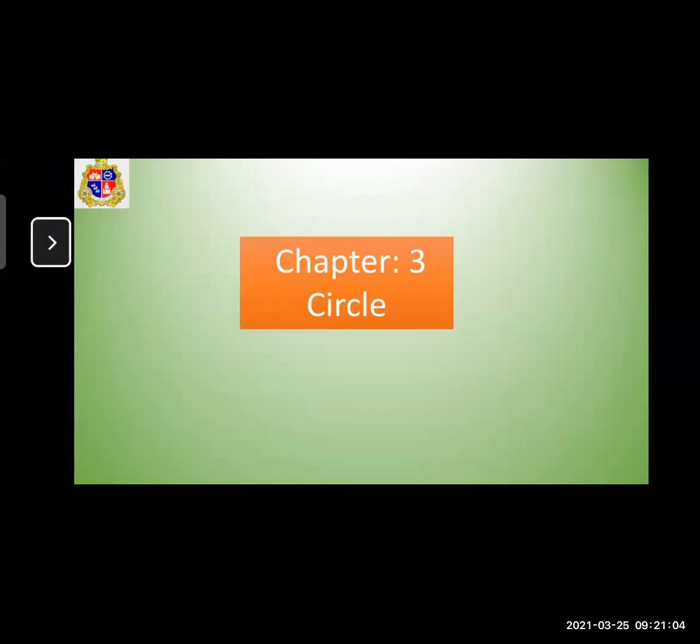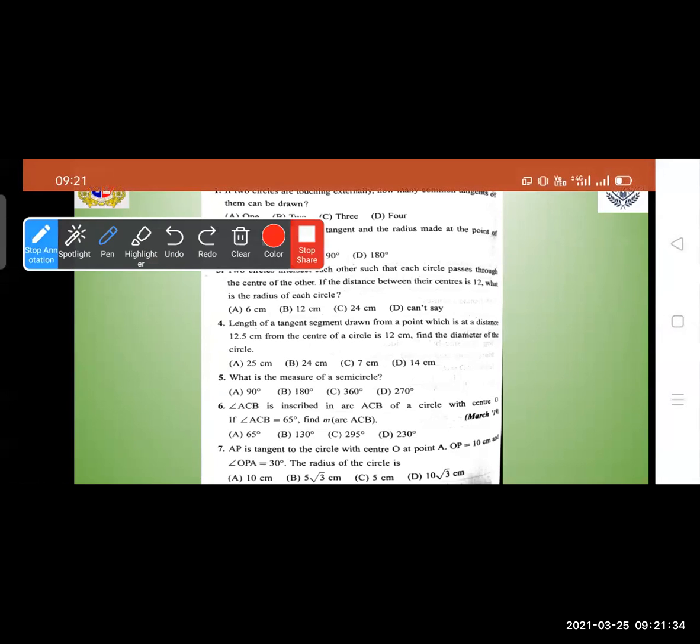Okay, now we see chapter number 3. Chapter number 3 is very important. If two circles are touching externally, दो circle external touch कर रहे हैं, how many common tangents can we draw from it? So कितनी tangents हम वहां से draw कर सकते हैं? टच तो एक तो हम करेंगे सेंटर से, एक अपर साइड से, एक लोअर साइड, तो टोटल 3 tangents we can draw when two circles touch externally. So first answer is C.